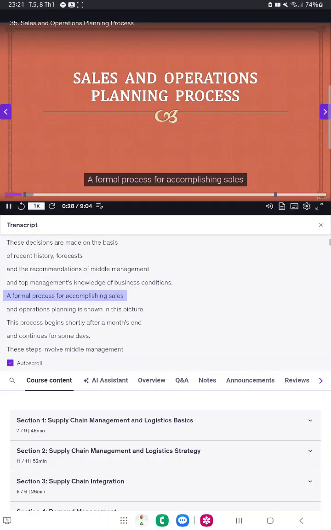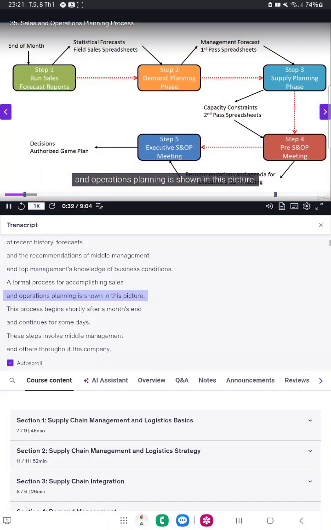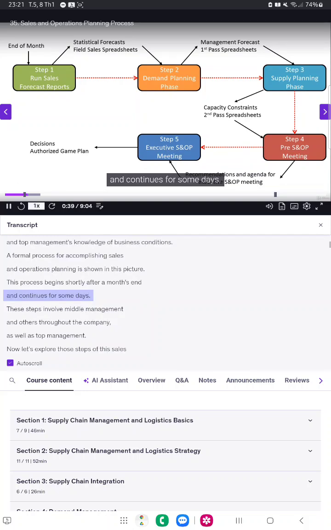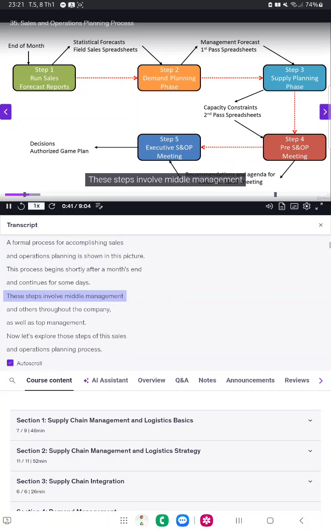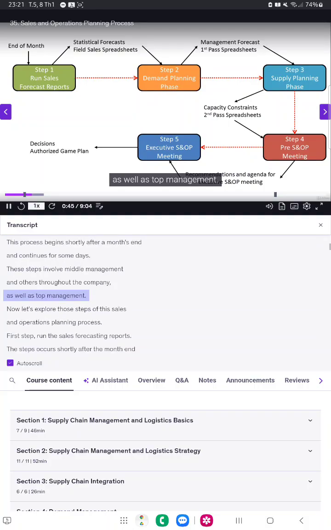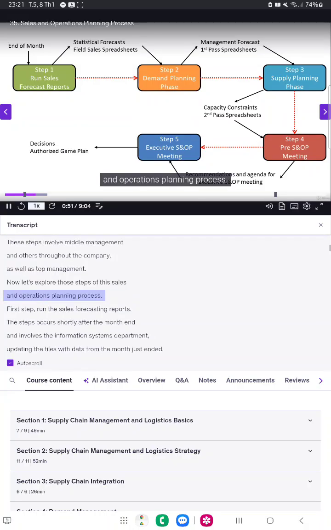A formal process for accomplishing sales and operations planning is shown in this picture. This process begins shortly after a month's end and continues for some days. These steps involve middle management and others throughout the company, as well as top management. Now let's explore those steps of this sales and operations planning process.